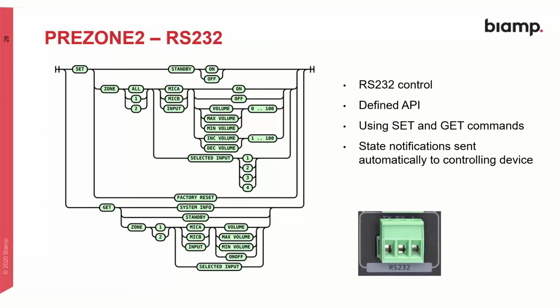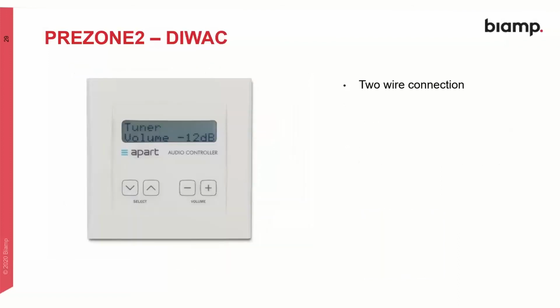It also sends out state change messages automatically. So for example, if somebody changes the source on the front panel of the PREZONE2, it sends out a serial command to the controlling device, or to the listening device in this case, so that the local interface can be updated to stay in sync.